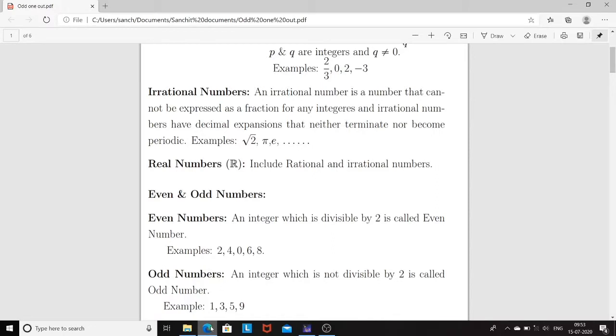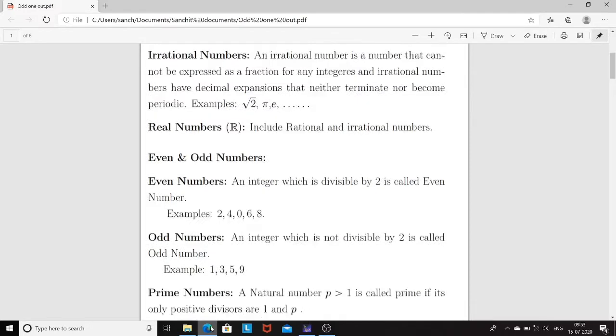Next is odd numbers. An integer which is not divisible by 2 is called odd number. Examples: 1, 3, 5, 9 and so on. Now here 2 is not an odd number. Why? Because 2 is divisible by 2.